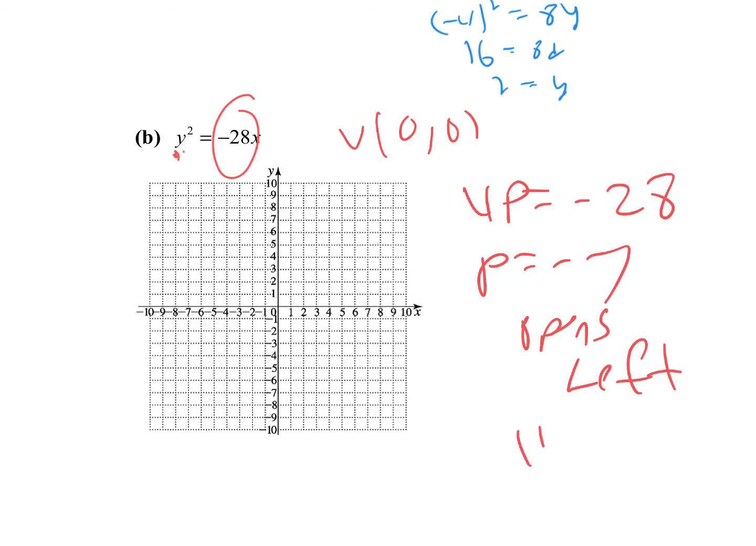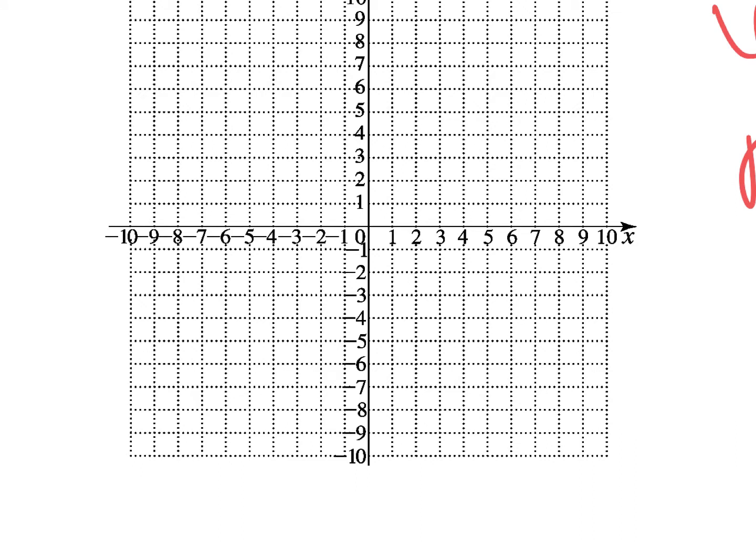And it has a horizontal line of symmetry. So I'm going to go and I'm going to count. Well, here's my vertex. Count 7 left, right here. Call that my focus. 7 to the right, and this will be my directrix. The directrix has to be vertical because the parabola is opening up like this.